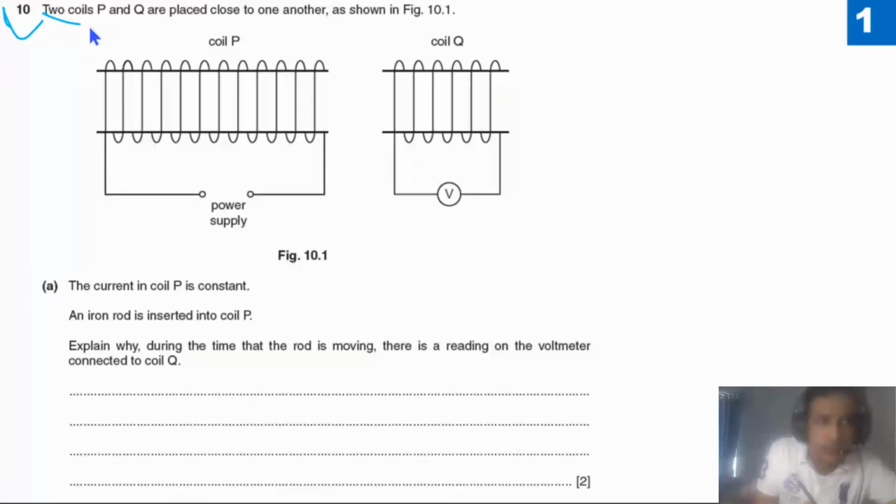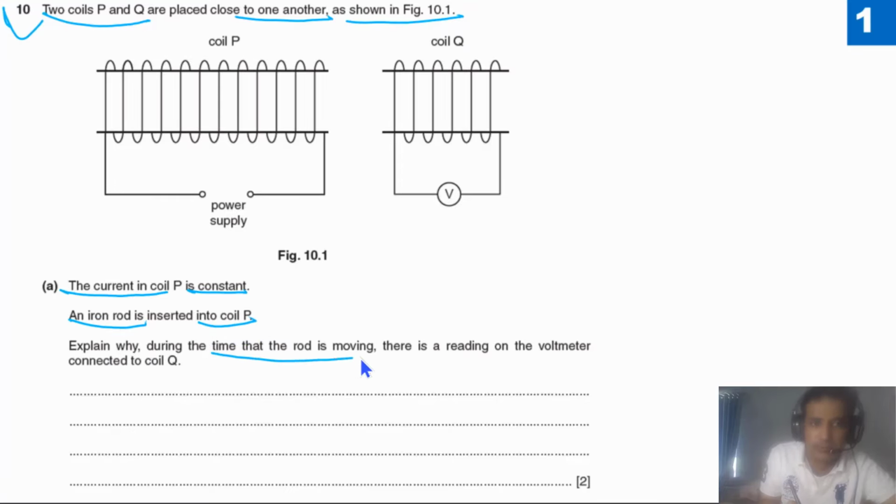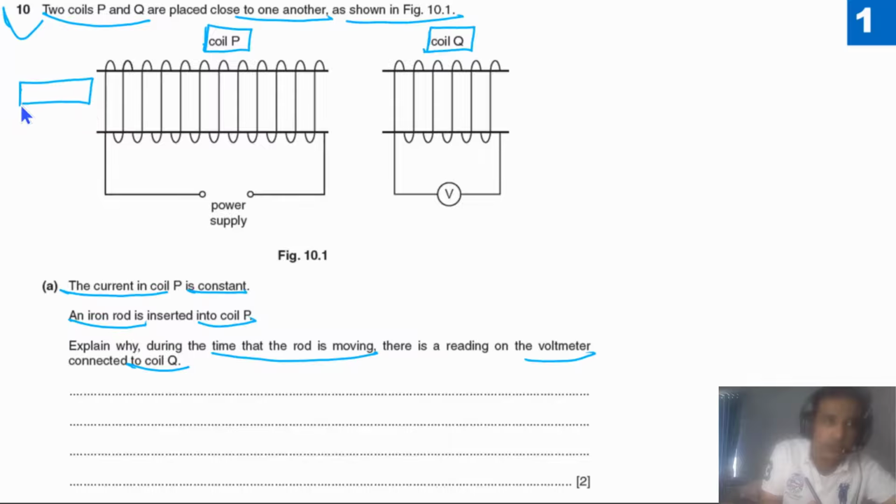Question 10 says two coils P and Q are placed close to one another as shown in figure 10.1. For part A, it is given that the current in coil P is constant. An iron rod is inserted into coil P. Explain why, during the time that the rod is moving, there is a reading on the voltmeter connected to coil Q. First of all, we have coil Q here, and next to this one we have coil P. In the question it is given that an iron rod is inserted into coil P.